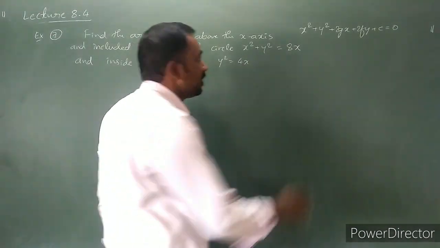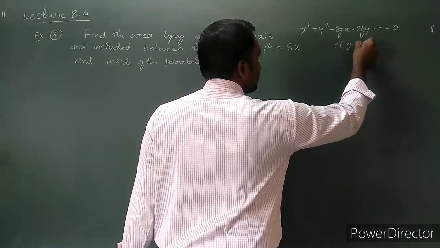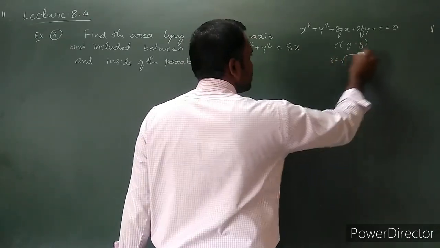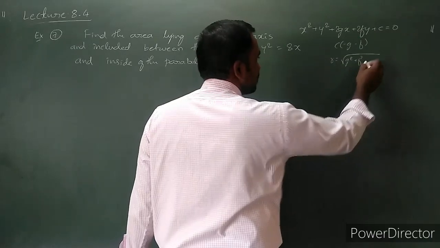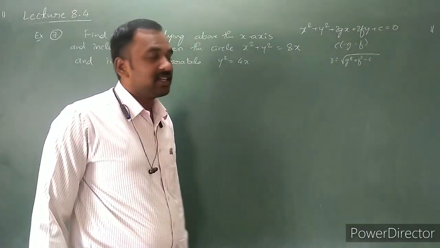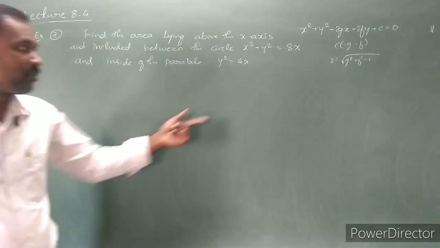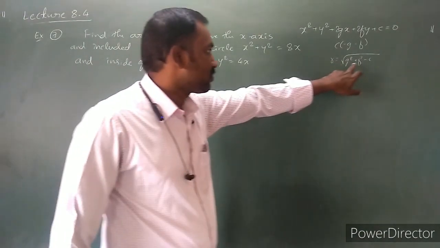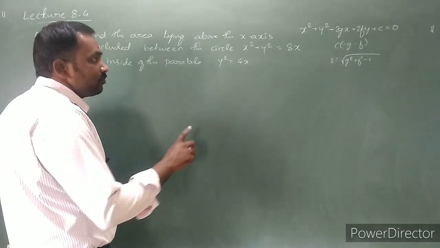Are you clear about this? This is the general equation. What is the center? The center is minus g comma minus f. The radius is the root of g square plus f square minus c. Are you clear? This is the radius of the circle, the square root of g square plus f square minus c.